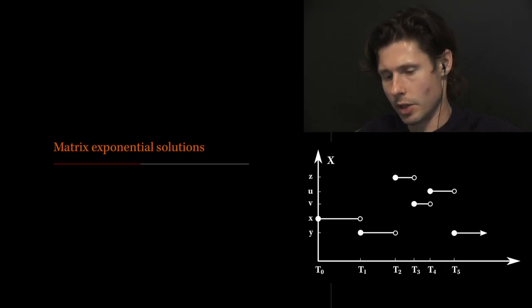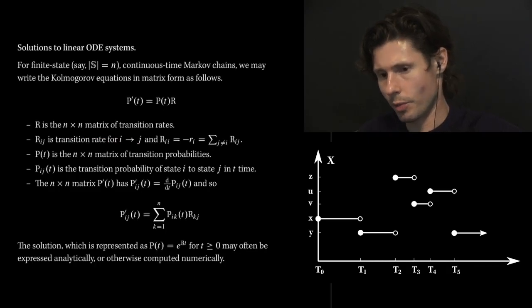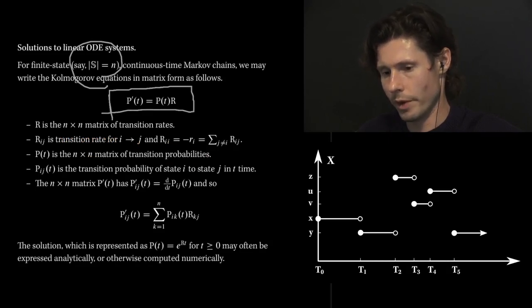Let's look at matrix exponential solutions for transition probabilities. We have finitely many states, and we've seen this equation already. This is the matrix form for the Kolmogorov equations.